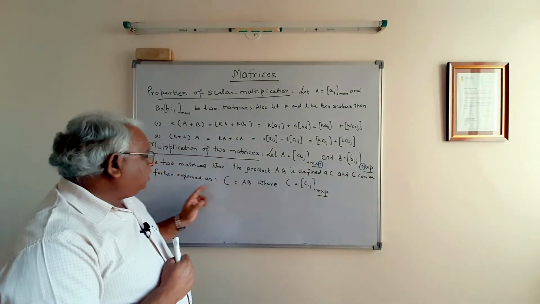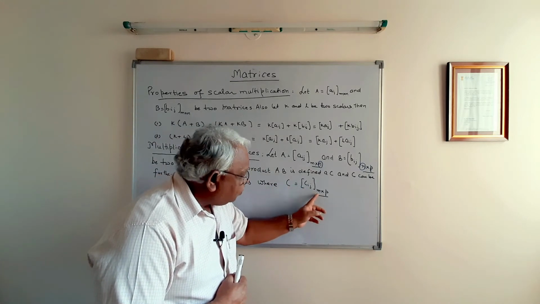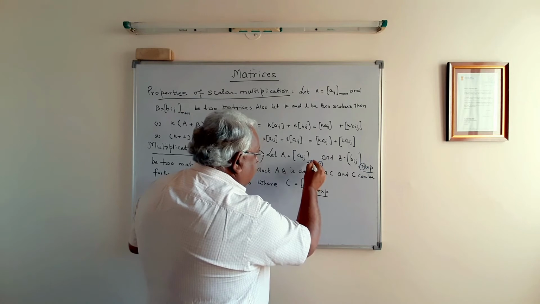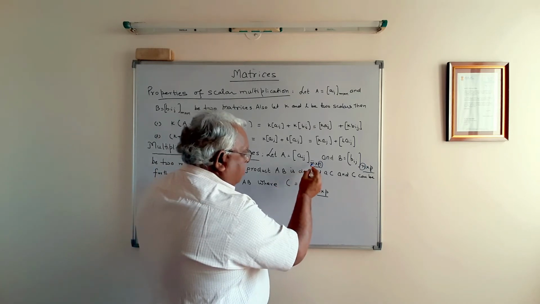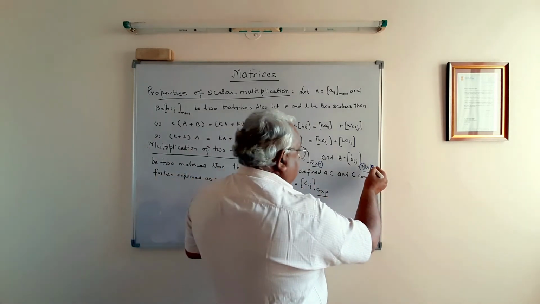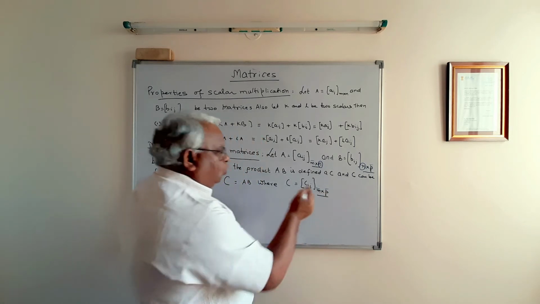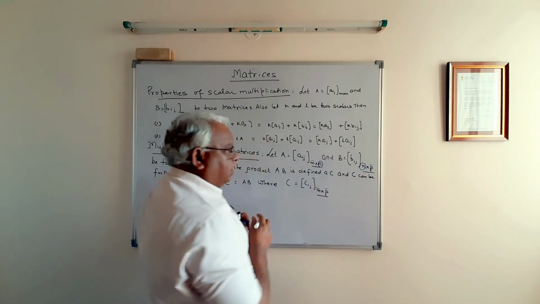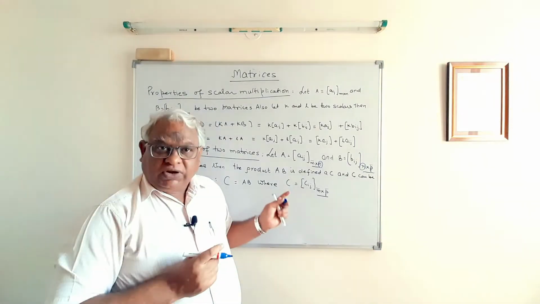It is very clearly defined that C is defined under this restriction and the order of C is going to be M cross P. So the most important thing here is that M stands for the number of rows in A, and P stands for the number of columns in B. So the number of rows is taken from the first matrix and the number of columns is taken from the second matrix to define the product, which is the most important part of this definition.